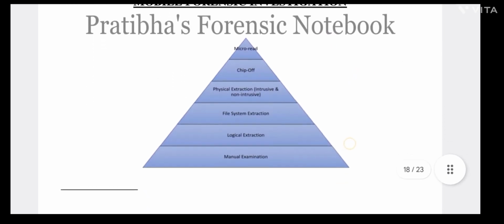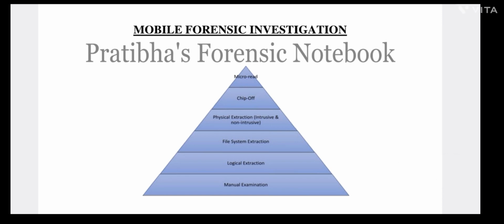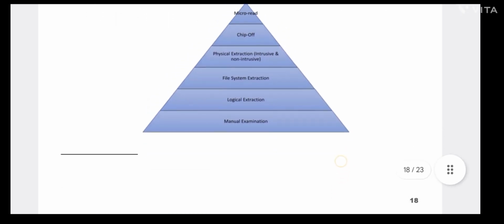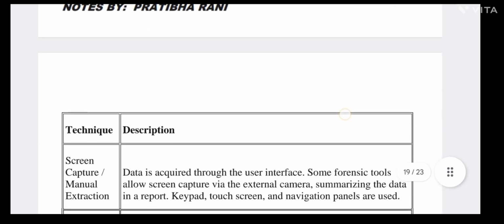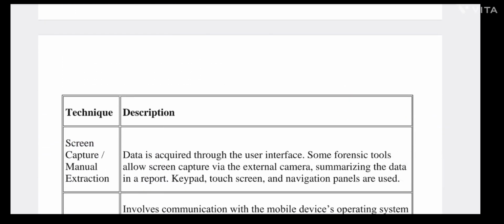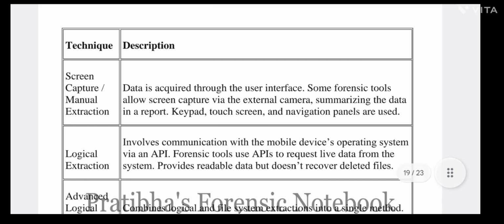So now, mobile forensic investigation. Whenever we are analyzing mobile phones, we have to go through these steps. First is manual examination, second is logical extraction, third is file system, fourth is physical extraction, fifth is chip off, and sixth is micro read. So now let's understand these. First is manual extraction, meaning getting the data which is visible to your eyes, okay. You can do this by screen capturing through an external camera and also with the help of tools such as UFED, okay.